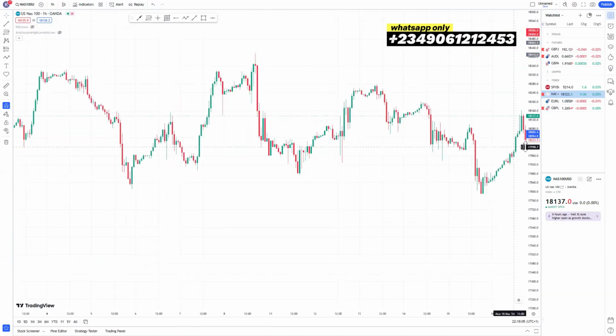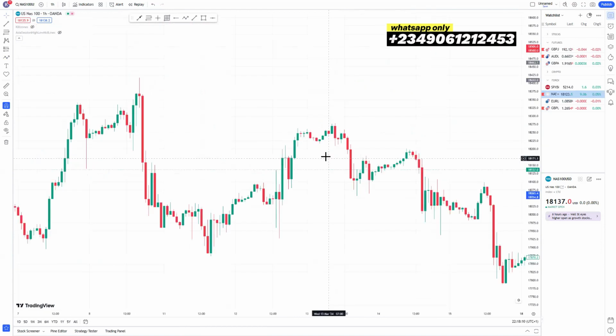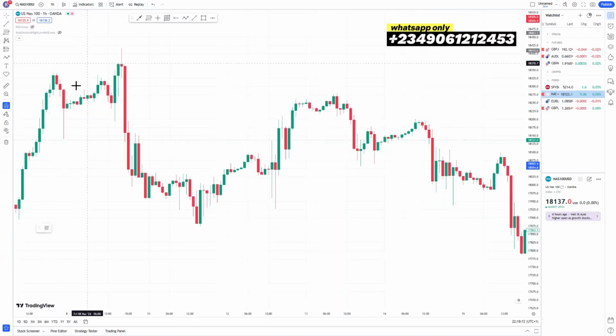Now let's look at other examples, guys. Take a good look at this example right here. All right, now we have what? Buy side taking, and we have a sell side market structure shift at this point.